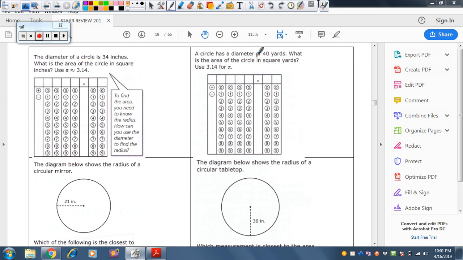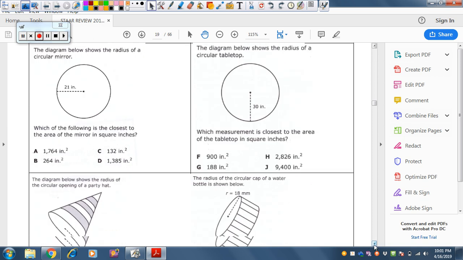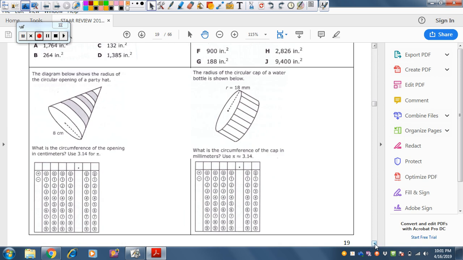This one's the same. It gives you the diameter. You're going to have to find the radius first. All right. Last one I'm going to help you with.